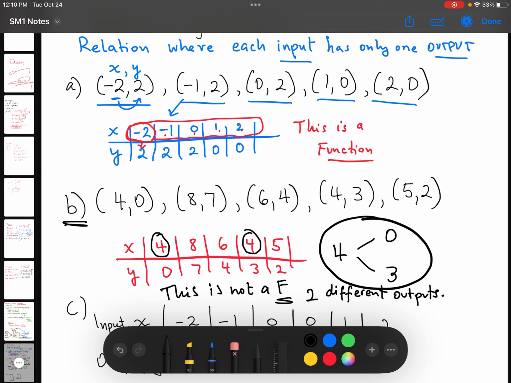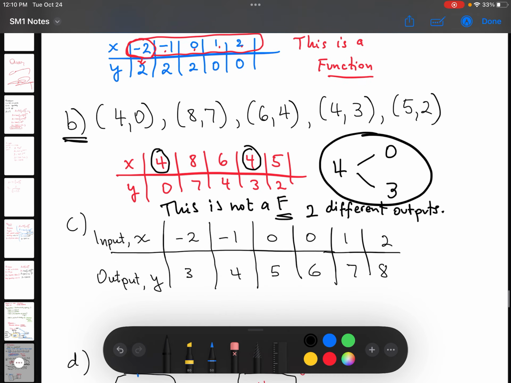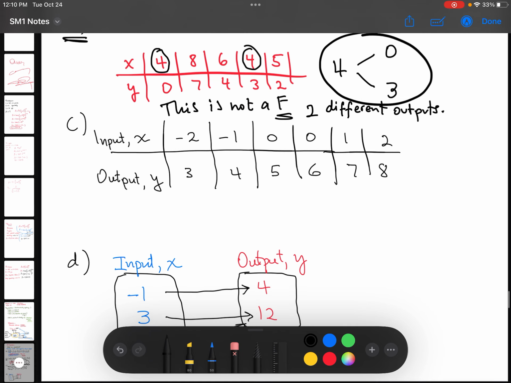All right? If you look at C, we can analyze the same thing. We have the list of inputs. And here, 0 has 2 different outputs. So I can conclude that this is not a function.